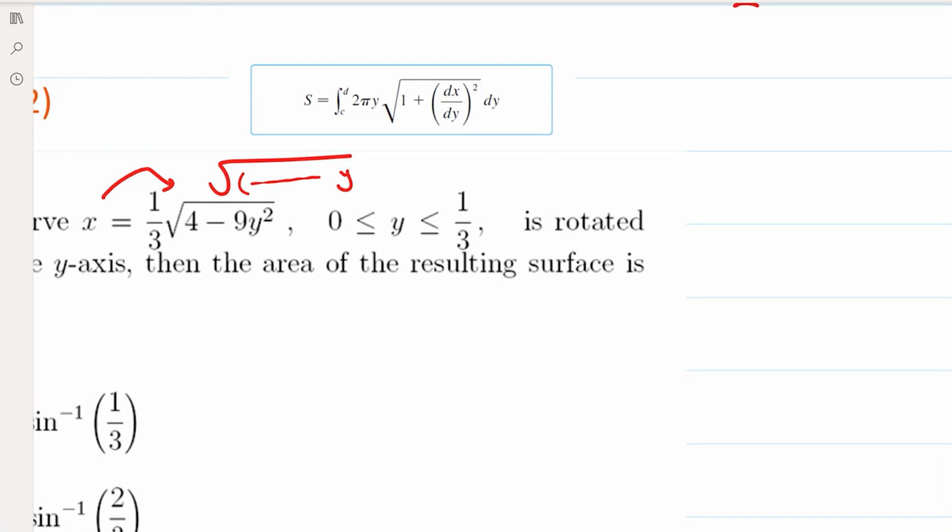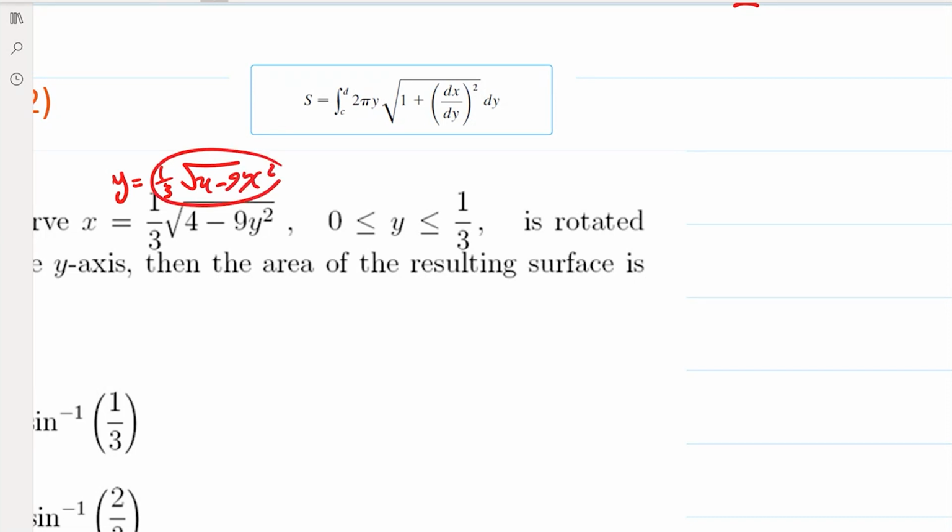Keep it as it is. But in some questions, the rule will be changed to be dy over dx squared. Why? Because in the question you will see the function written as y equals maybe 1 over 3 root of 4 minus 9x squared.